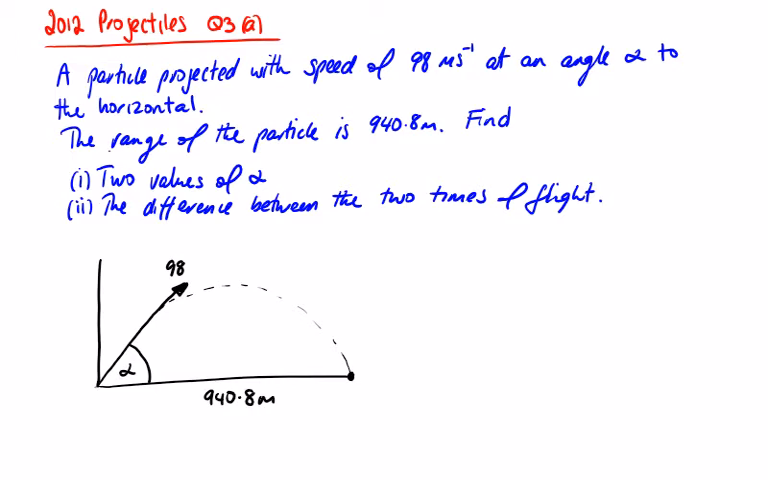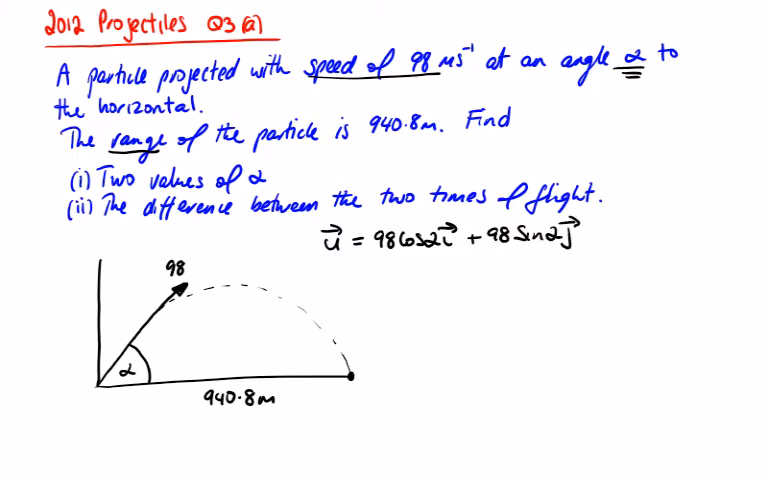So we're given the range, given the speed, don't know the angle. That's what we're looking for. So my initial vector here is going to be u, which is 98 cos alpha in the i direction, plus 98 sine alpha in the j.